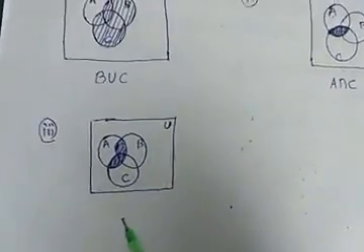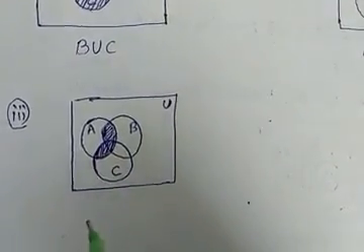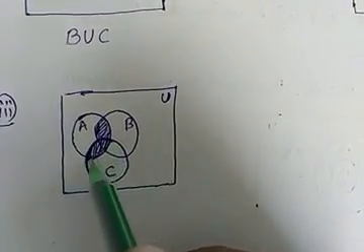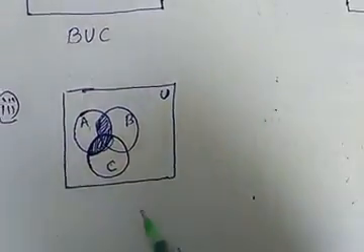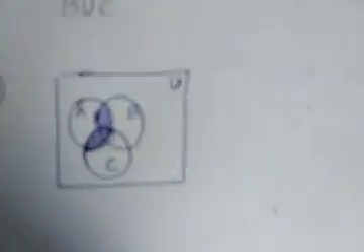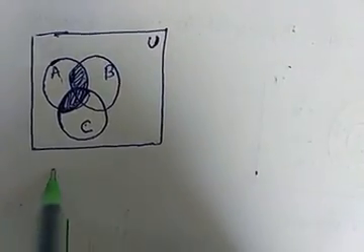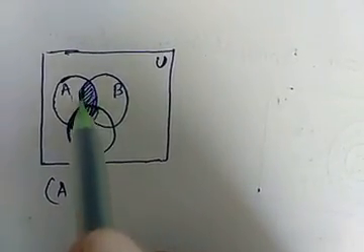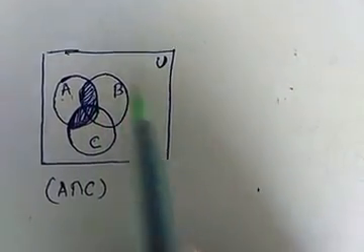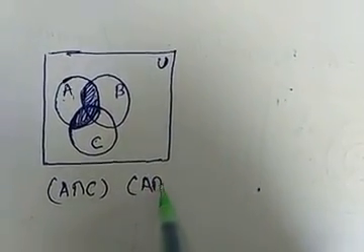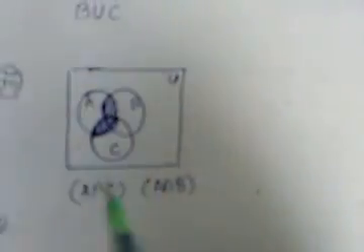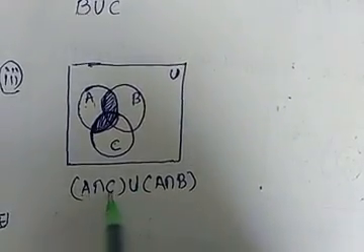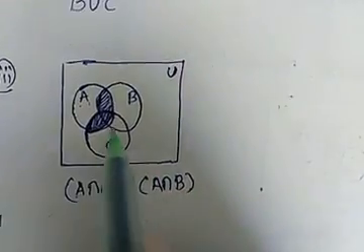Now for this example, the representation will be A intersection C, the common part of A and C. This common region is of sets A and B, so we can write A intersection B. It is the union of both: A intersection C union A intersection B.